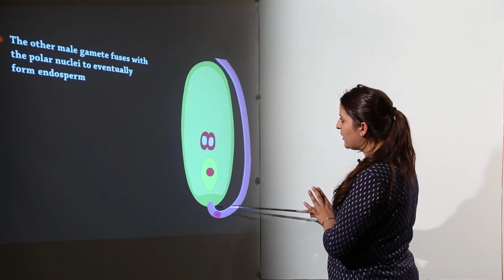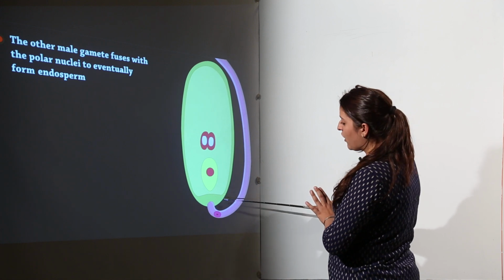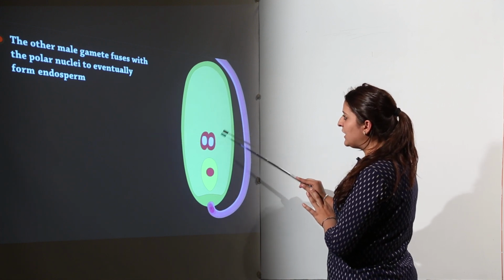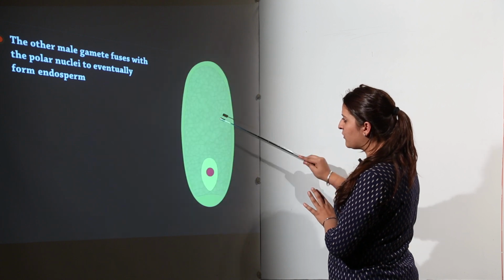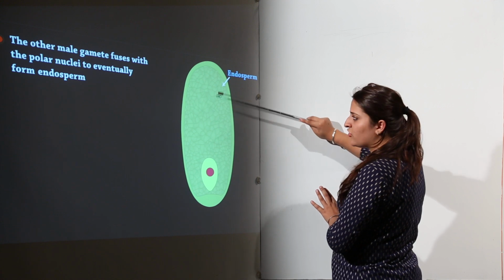The other male gamete fuses with the polar nuclei. This fusion of the other male gamete with the polar nuclei leads to the formation of endosperm. So this is a complete endosperm. What is the function of this endosperm?